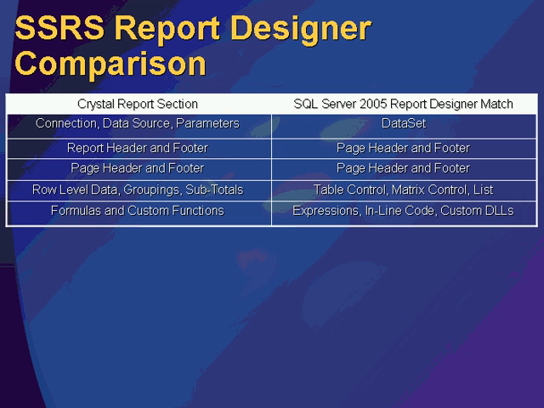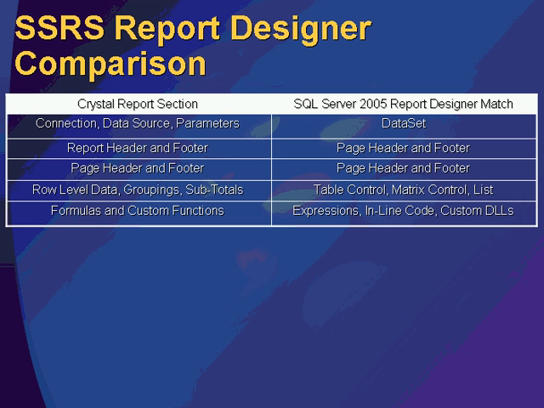So if we go in and look at the comparison here, for your connection, data source, and parameters, the SQL Server 2005 Report Designer match is a data set. And we'll go through that, and you'll actually see a demo of each one of those. The report header and footer actually matches up with the page header and footer. The page header and footer also matches up with the page header and footer in SQL Server 2005 Reporting Services, which is kind of an odd concept, but I think once you see how it works, you'll understand why it is how it is.